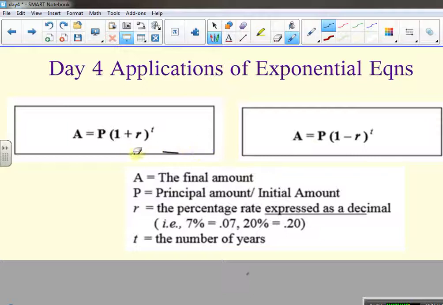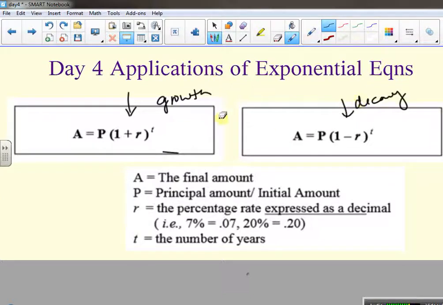If we see on the left-hand side an exponential formula, we know it's an exponential equation because it has a variable up in the exponent. With a plus inside the parentheses, this is going to be representing growth situations. With the negative inside the parentheses, this will be representing decay situations.